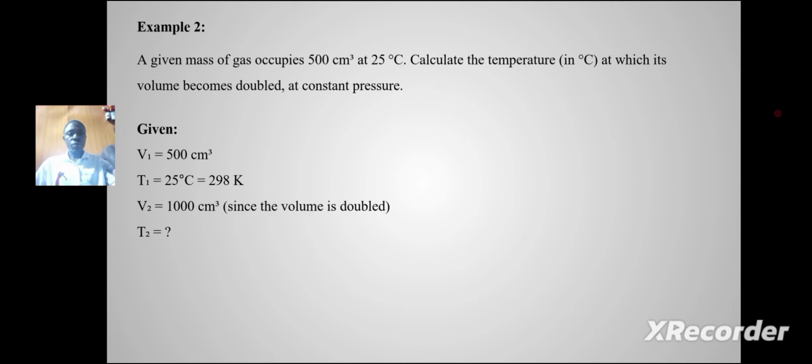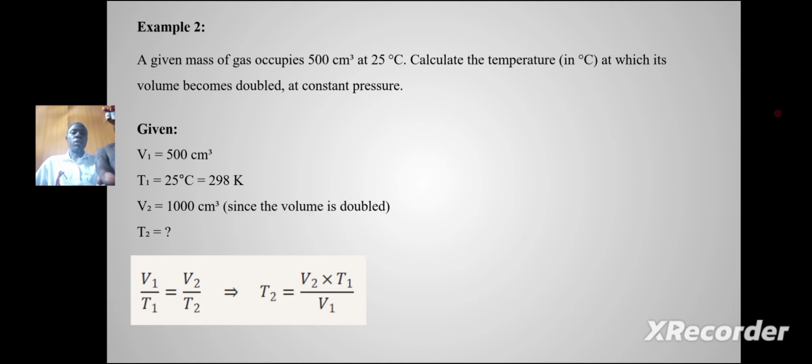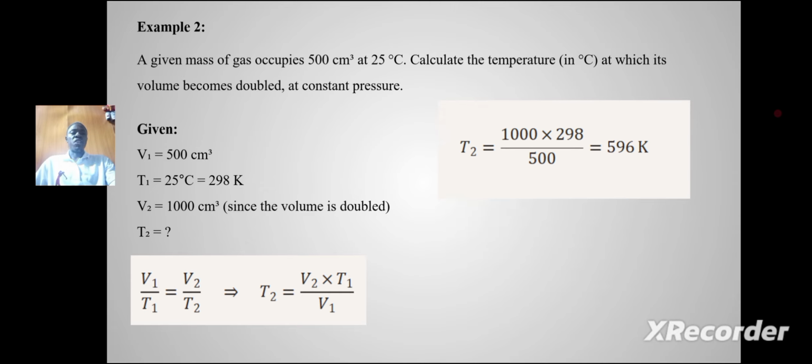V2 is the second volume. They say the volume becomes doubled. So if it was 500 cm cube before and is doubled, it will become 1000 cm cube. And of course, T2 is what we are looking for. It's unknown. So once we apply Charles' law, we would have that T2 is V2 times T1 over V1. We just make T2 the subject of the formula. Once we substitute the respective values that we've written down, we obtain 596 Kelvin.